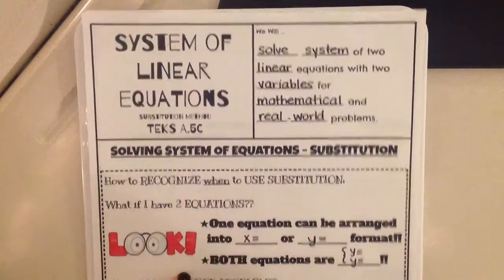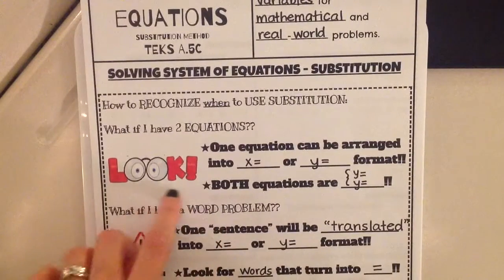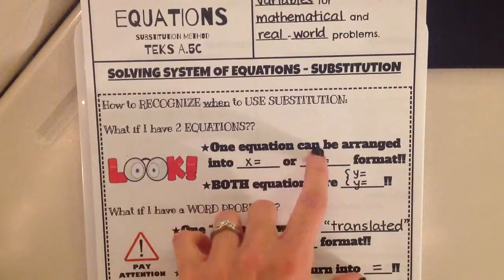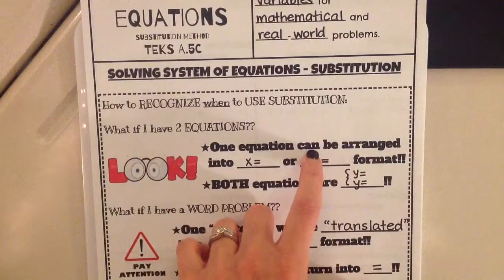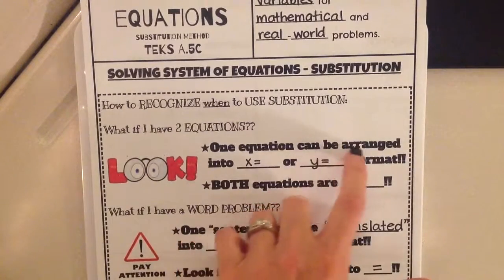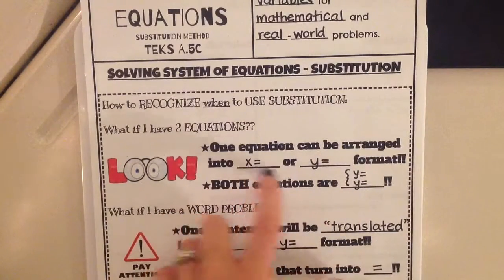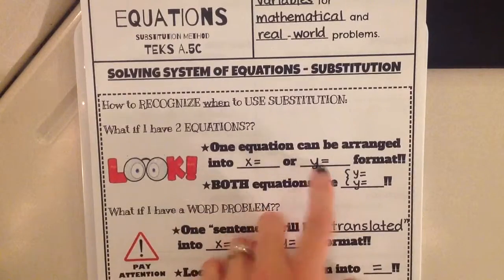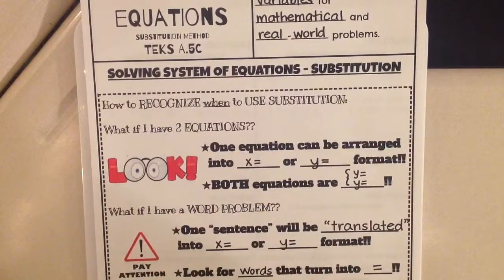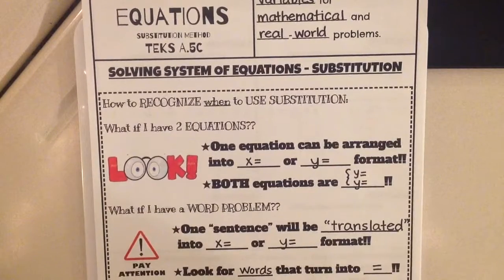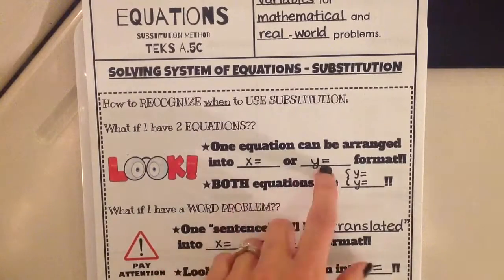If they give you two equations, all you have to do is look. One of your equations either will already be set up in x equals or y equals format, or can be arranged into that format by making one move. If you have to move something and then divide, that is taking too much time, and you want to see if you can find another method that's faster to get you to your answers.